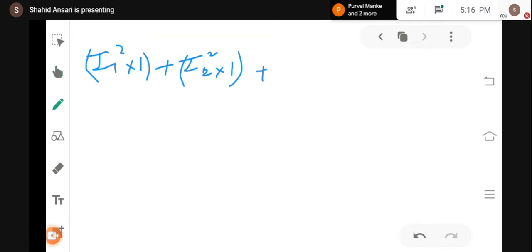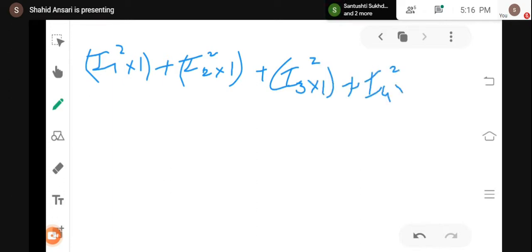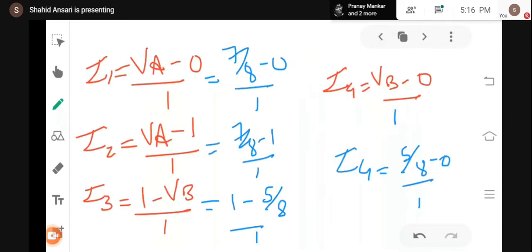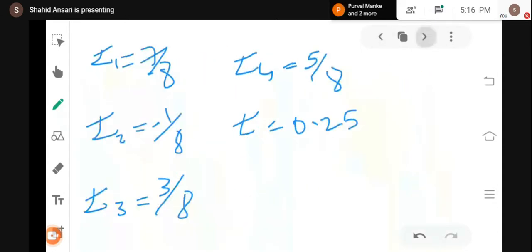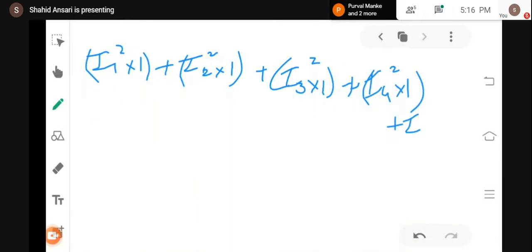By default, resistance is 1. So we can simply write I3 square into 1, then I4 square into 1, and then the last one is I. The current flowing through this branch is I, so I square into 1.